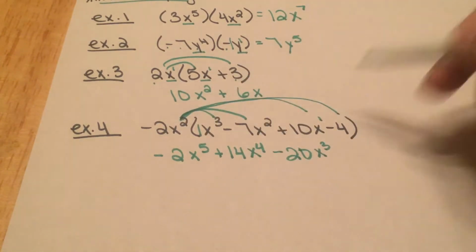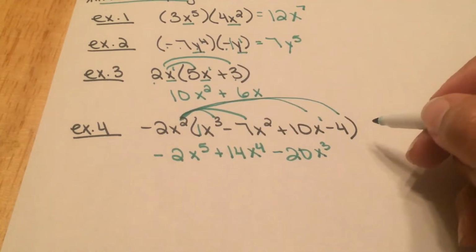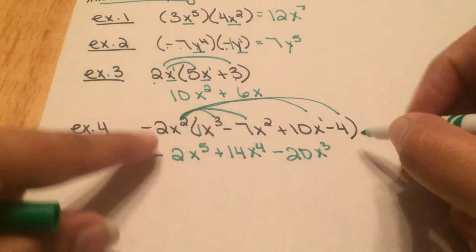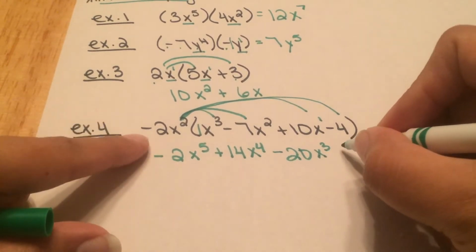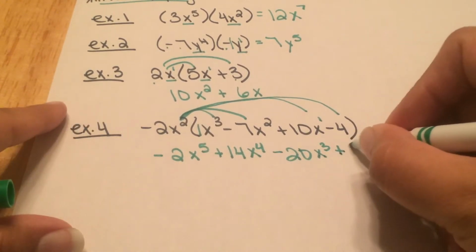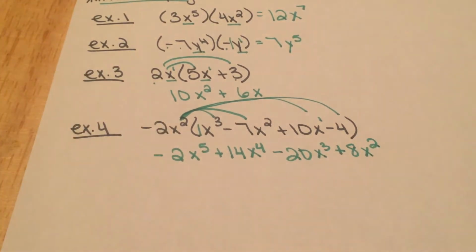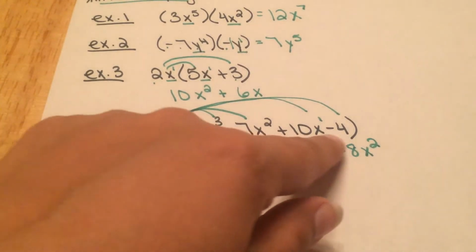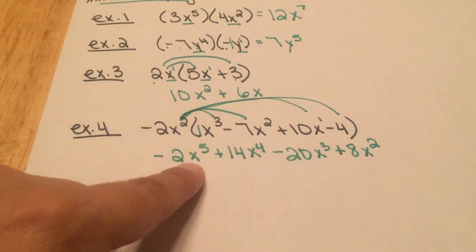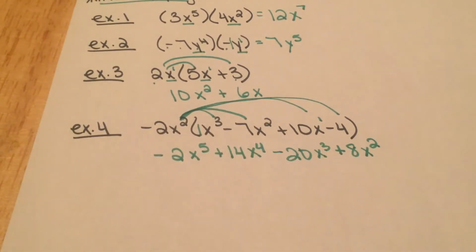And we finally get to our last term. So negative 2x squared minus 4. So all we have to do here is just multiply those two numbers. A negative 2 times a negative 4 is a positive 8. And we're just going to attach that x squared to it. When we multiply like this, if everything's already in descending order, what we notice is our answer is going to be in descending order as well.